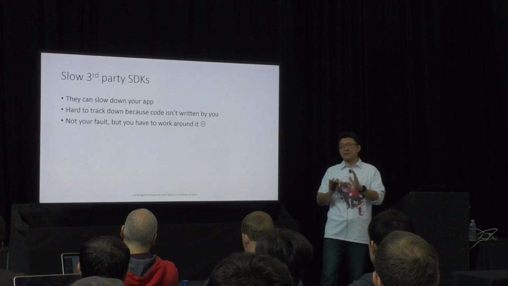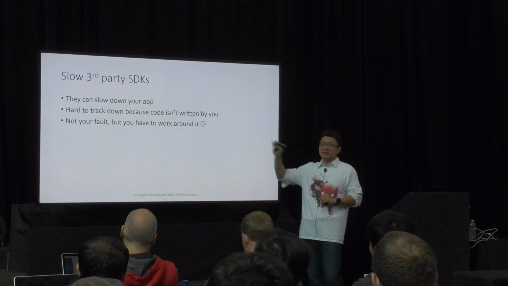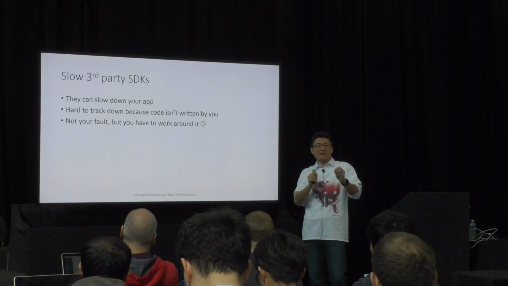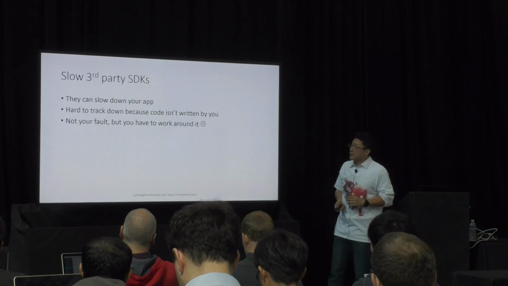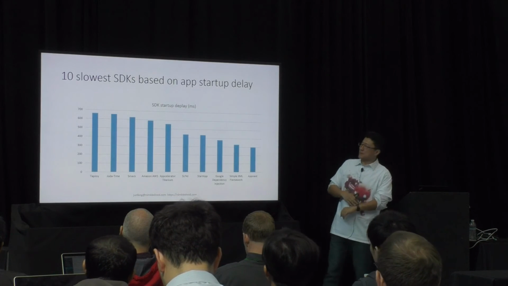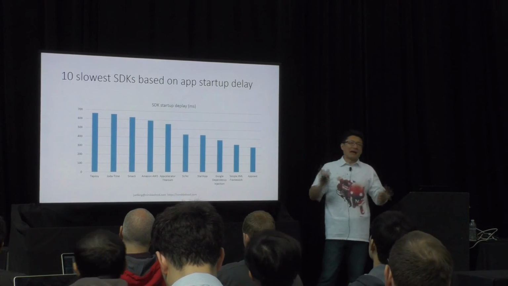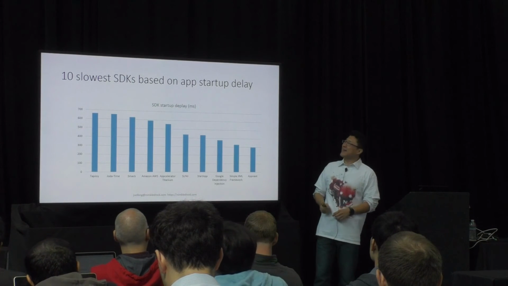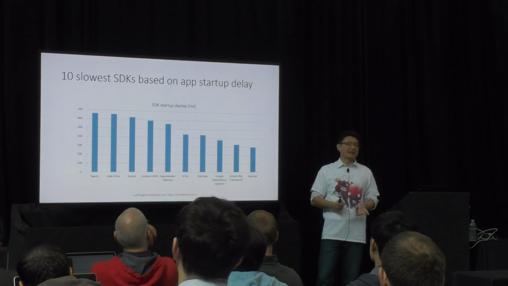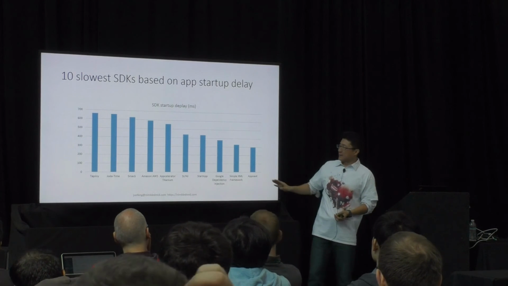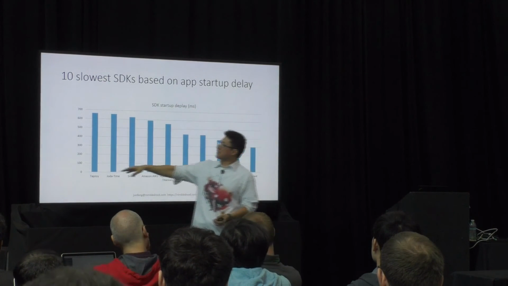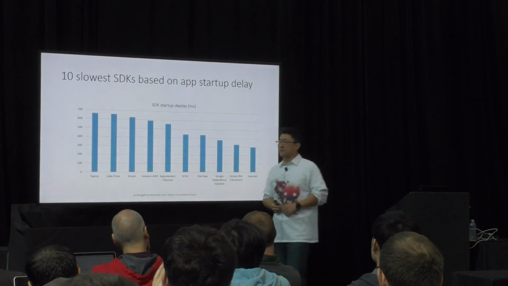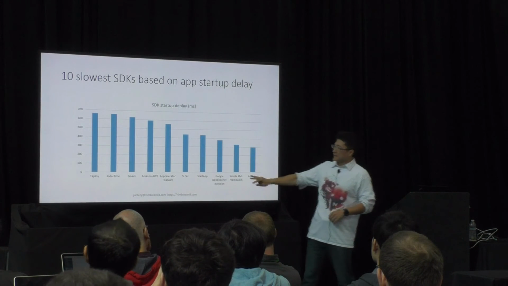If it's your code, you can modify your code and make it faster. But with somebody else's code, first of all, you don't even know there's a problem there. Second, even if you know there's a problem, how do you fix it? So let's look at the data we collected based on all the apps we analyzed. This slide shows the 10 slowest SDKs out there, the SDKs that affect app startup. Here is the delay time, the unit is milliseconds, and here we list the names.